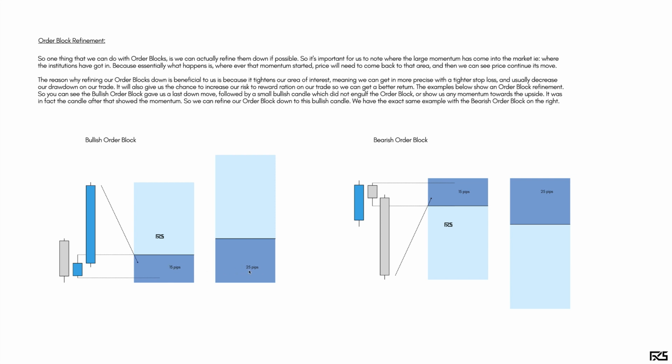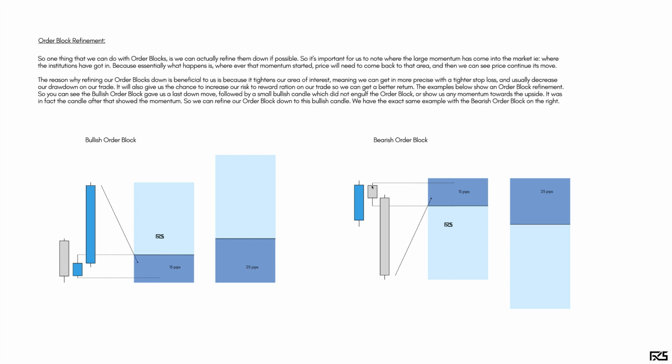Okay, so the next example is a bearish order block, which is exactly the same thing. This is our bearish order block, but the candle after did not show any momentum, or it did not engulf the order block. So we can take this as our order block, refine it down to this. So this is now our order block because it's the candle before that momentum came in. As you can see, this is large momentum. So we can refine it down.